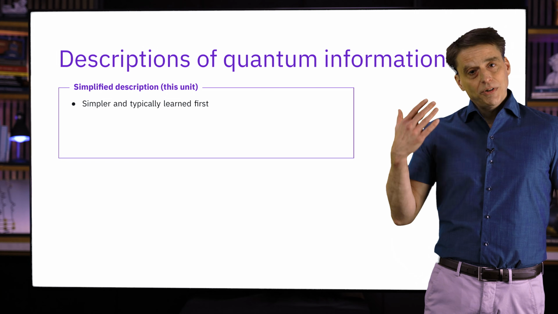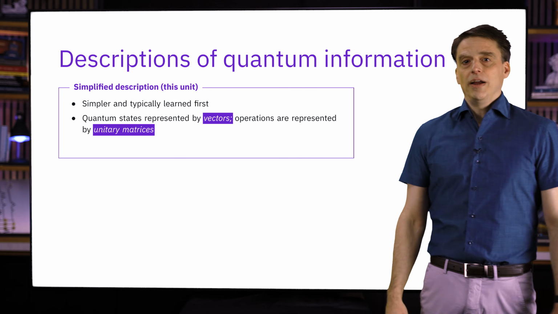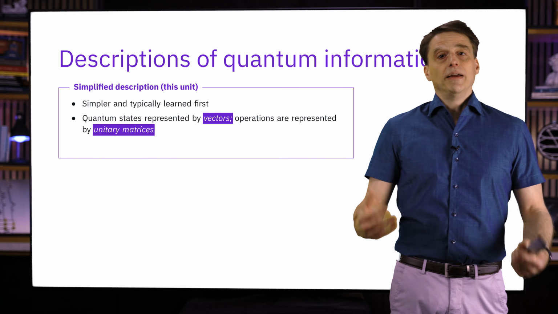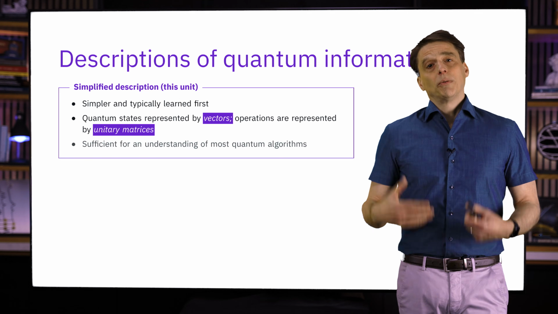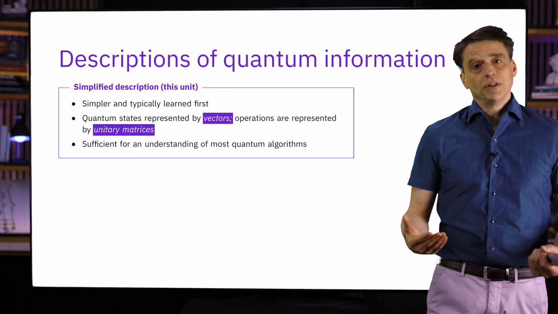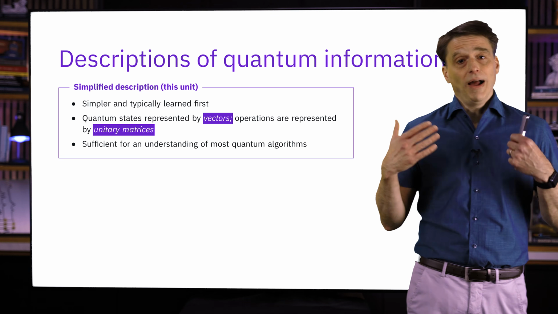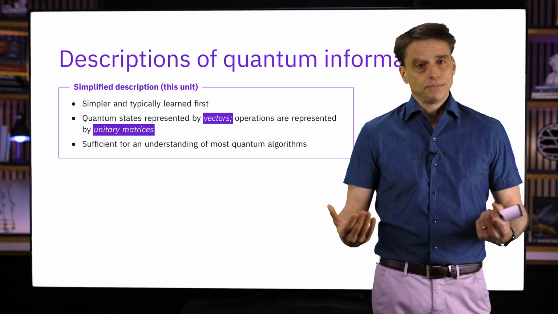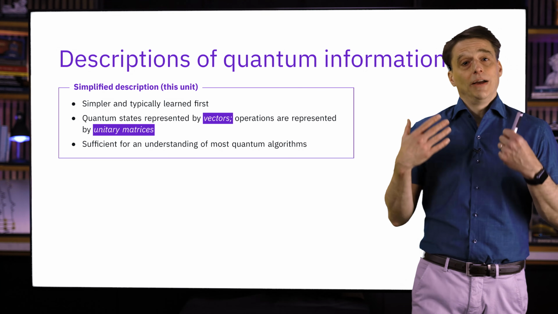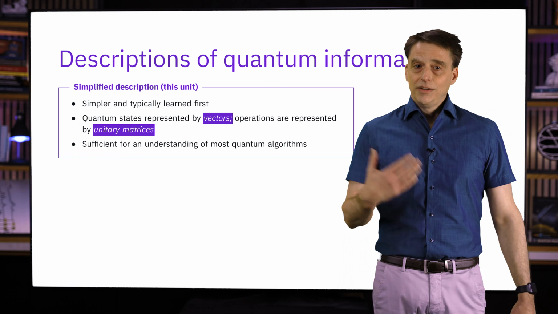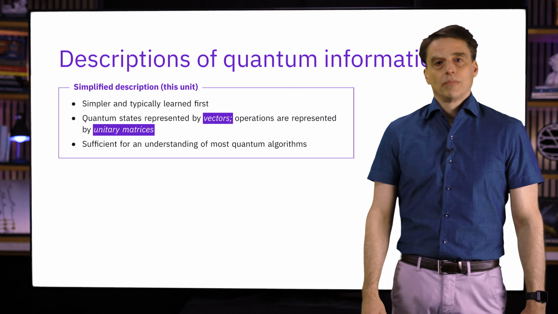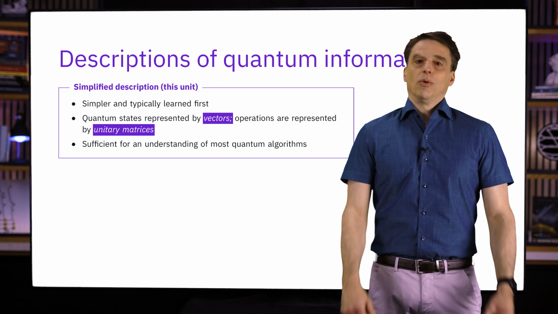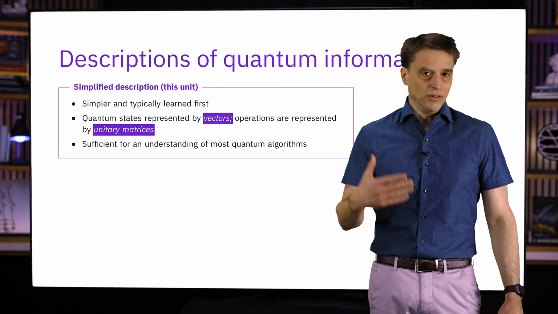In the simplified description, as I've already suggested, quantum states are represented by vectors, and operations are represented by unitary matrices. This description of quantum information is sufficient for an understanding of most quantum algorithms, for instance, so it isn't oversimplified, it's the real thing. However, as we will discover as we go along, it does have some limitations. For instance, if we want to model the effects of noise on quantum systems, this description turns out to be lacking.